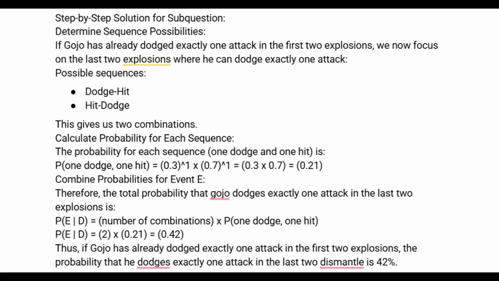Combine probabilities for event E. Therefore, the total probability that Gojo dodges exactly 1 attack in the last 2 explosions is P of E following D is equal to number of combinations multiplied by P of 1 dodge 1 hit. That will be equal to 2 multiplied by 0.21, giving us 0.42. Thus, if Gojo has already dodged exactly 1 attack in the first 2 explosions, the probability that he dodges exactly 1 attack in the last 2 explosions is 42%.